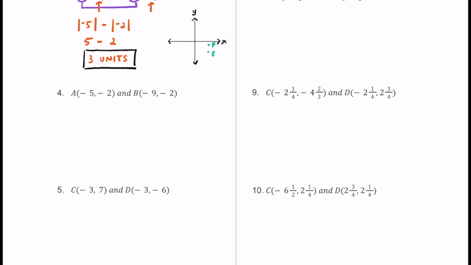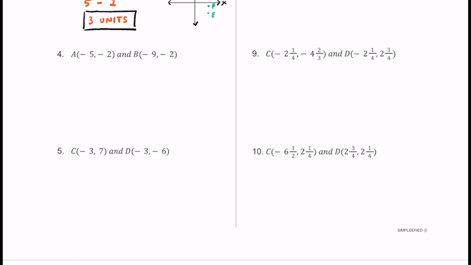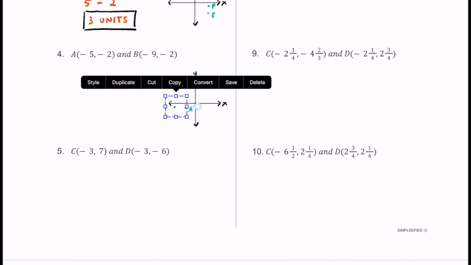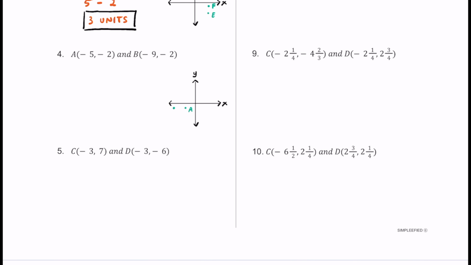For number 4, we have these 2 points of A and B. For point A, we have -5, -2. So we're going to go ahead and take this point, start at the origin, maybe move 5 units to the left and then 2 units down, something like this. We're going to go ahead and label that point A. And then for point B, that's located at -9, -2. So we're going to start at the origin, then move 9 units to the left, and then 2 units down, maybe something like here. And that would be our point B.